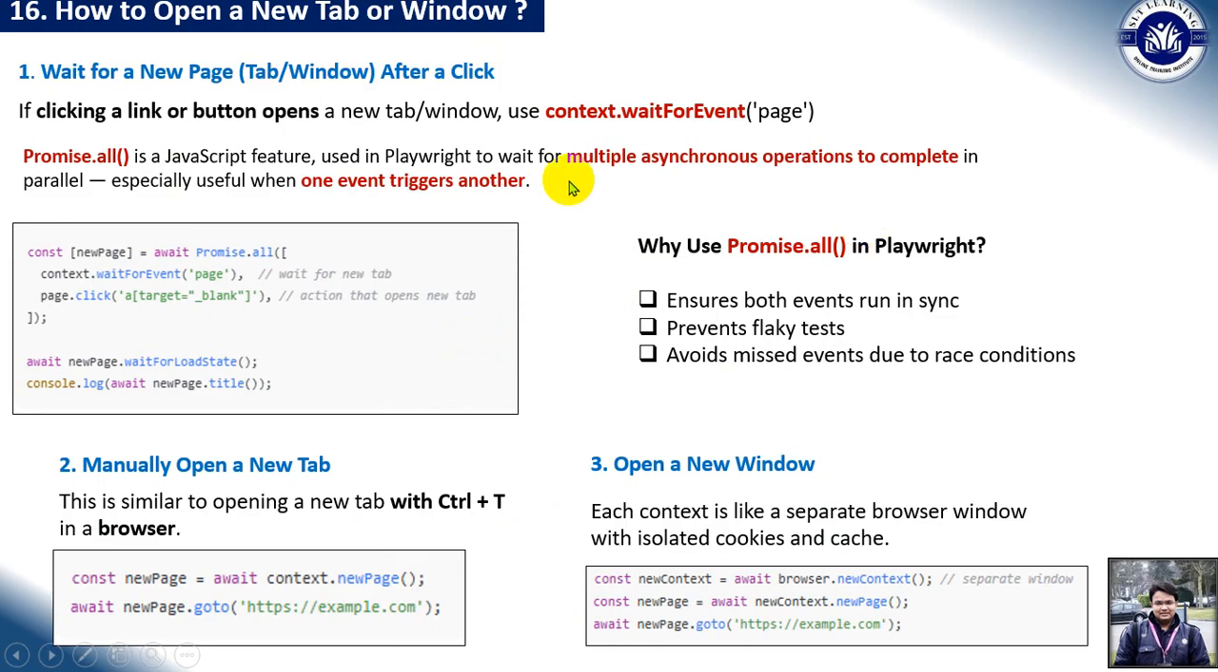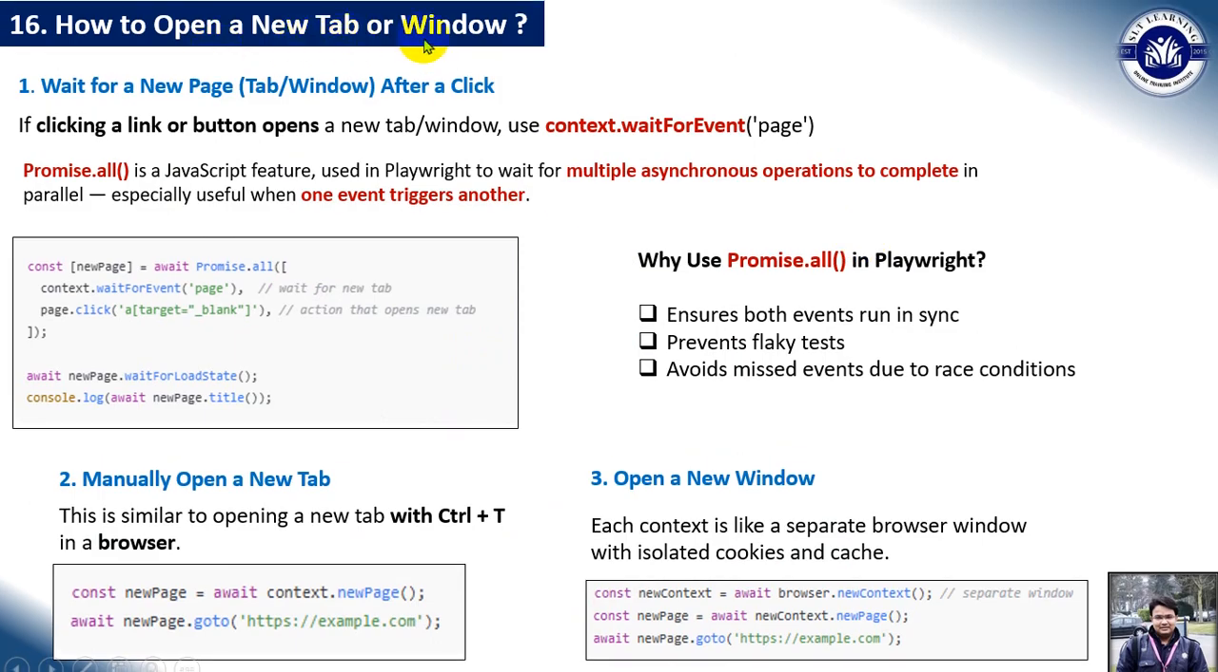So the next question is how to open a new tab or a new window. Okay, so suppose you want to open a new tab or a new window, how can you do it? You can simply click on the button or a link and use this particular method context.waitForEvent page. This will return the page, and then you can utilize it to perform all the necessary actions. So what is the key thing? context.waitForEvent, that you need to always remember when you are working with a tab and window.